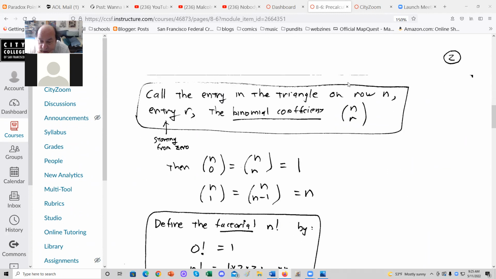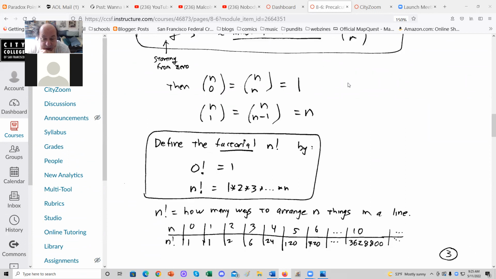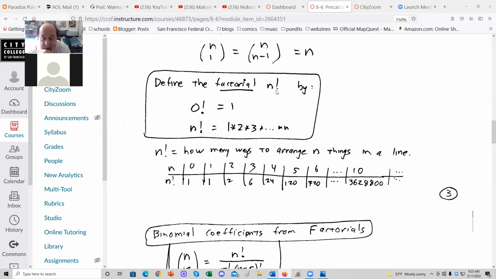So here's what we do. It turns out you can have a formula for it. It depends upon something called factorials. A factorial is written N exclamation mark. 0 factorial is 1, and N factorial is all the integers from 1 up to N multiplied together. So all the integers less than or equal to N as factors, therefore the name.